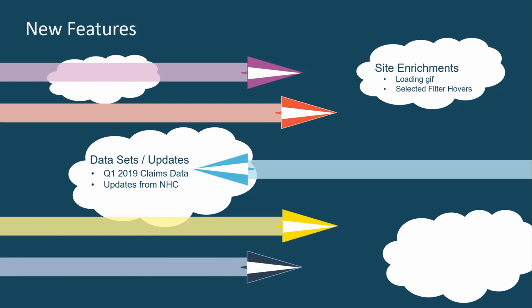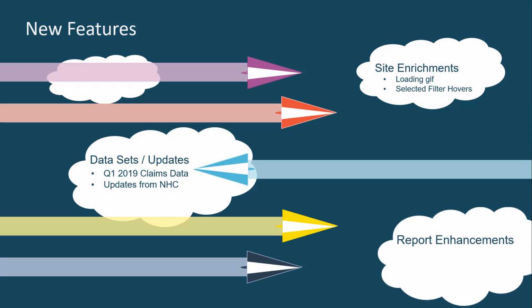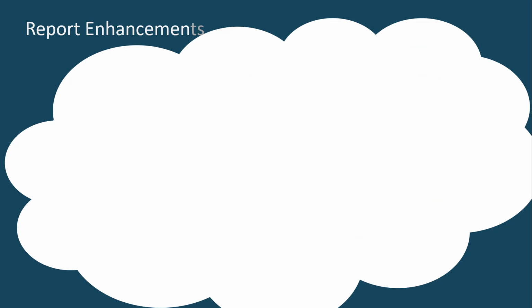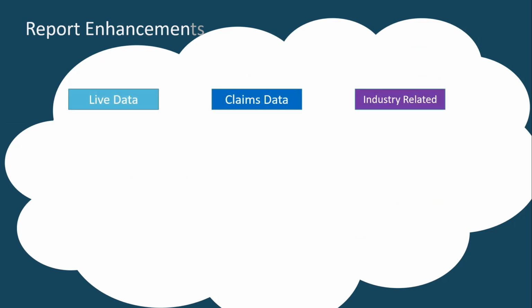Lastly, we've made multiple enhancements to the reporting platform, so much so that we had to put these onto a different slide. As you will recall, all of the reports in Copilot are categorized into three basic elements: live data, claims data, and industry-related data. In the live data section, we've added some changes to the readmission, ED, and length of stay reports.